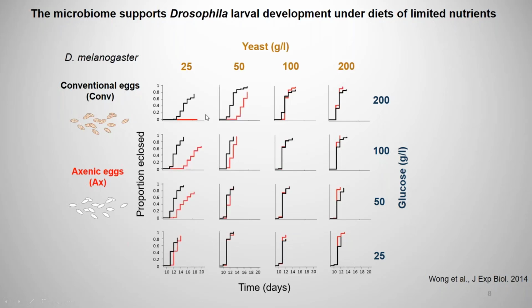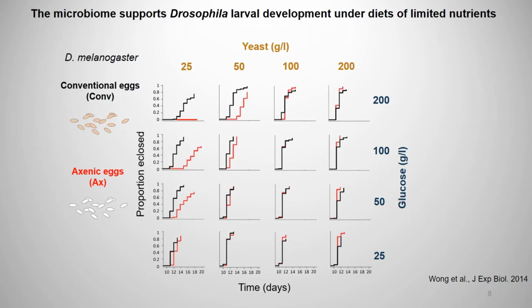However, if you put them into the condition where the yeast becomes very limited, such as 25 grams per liter versus 200 grams per liter sugar, you have a different pattern, right? You can see that the axenic eggs fail to develop, or they develop much more poorly, or they have a much prolonged development time. And what that means is that the microbiome is important for host nutrition, and that is important for larval development, but only when the diet has limiting yeast relative to sugar.